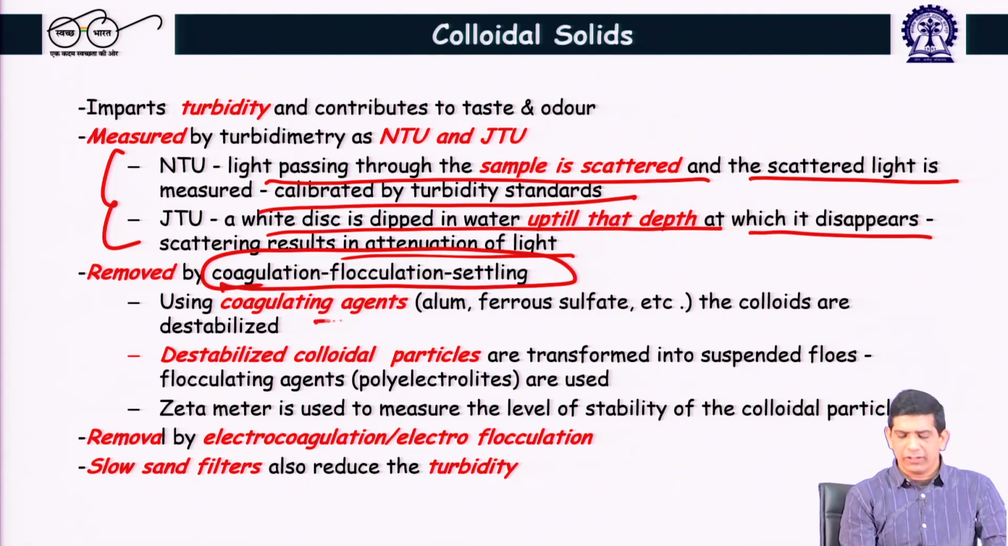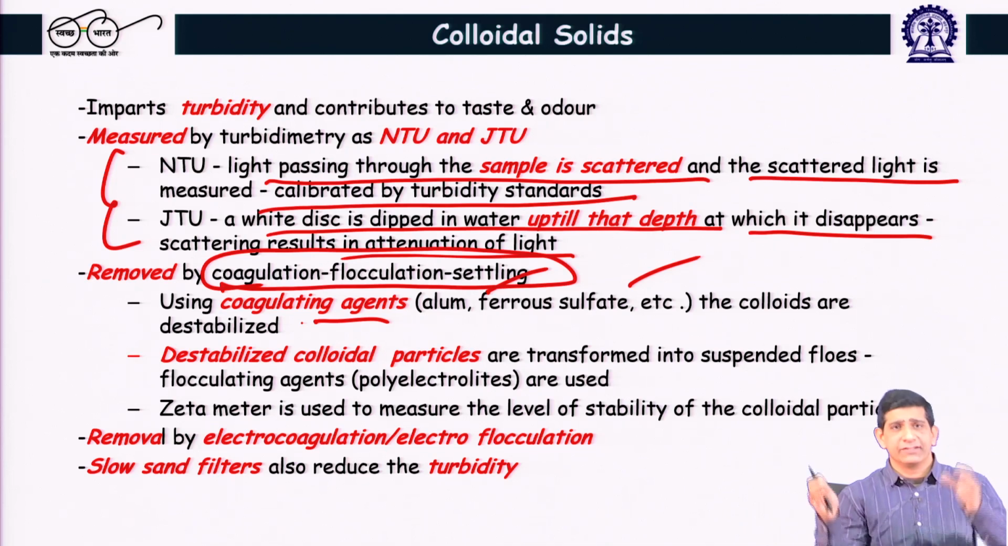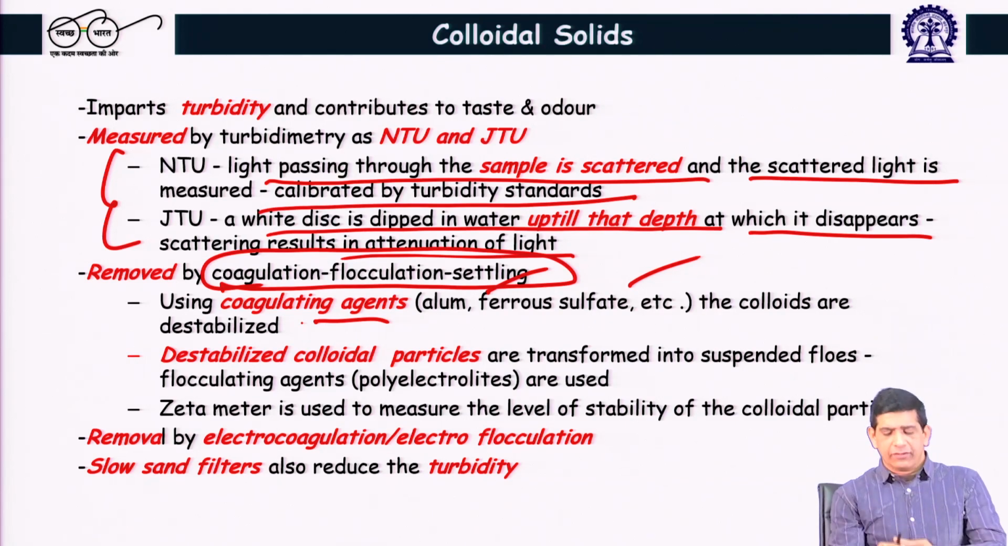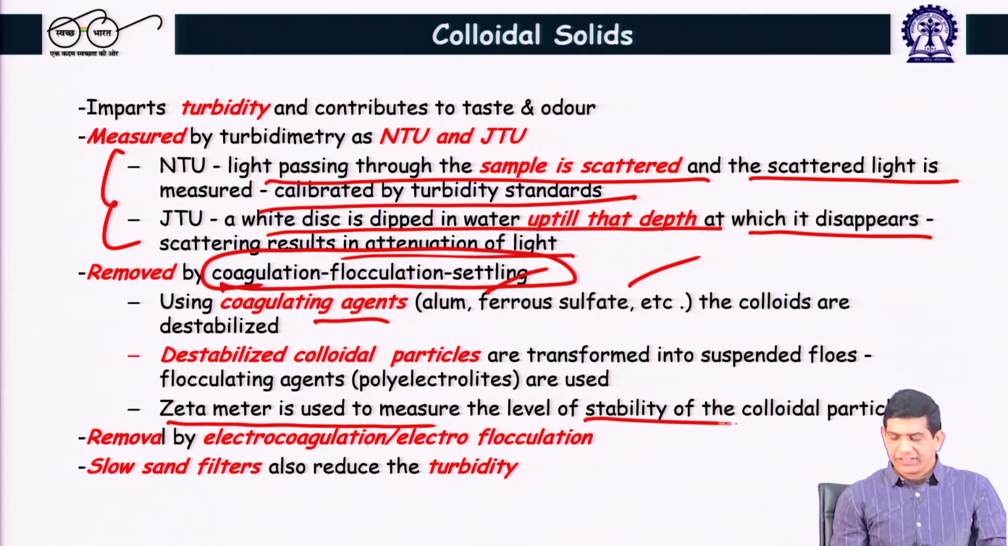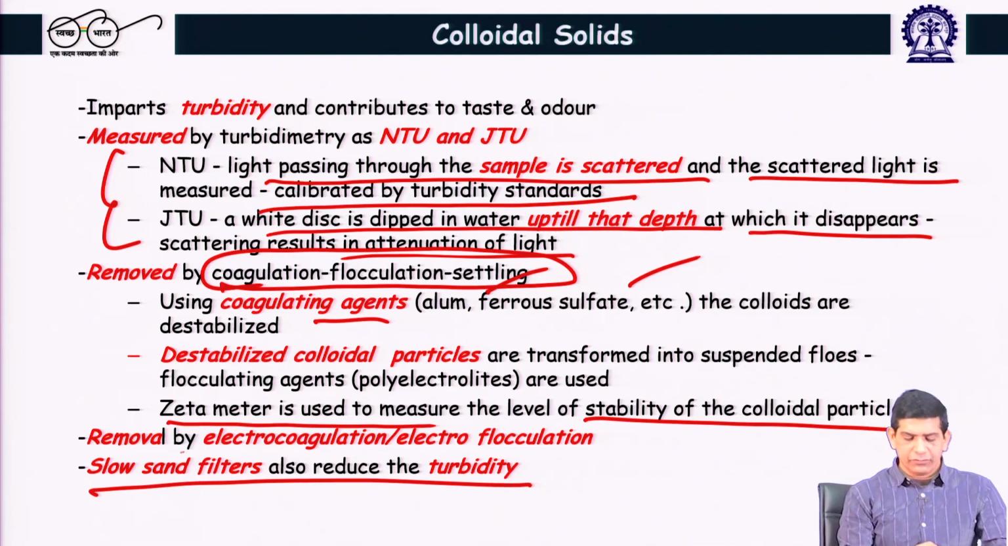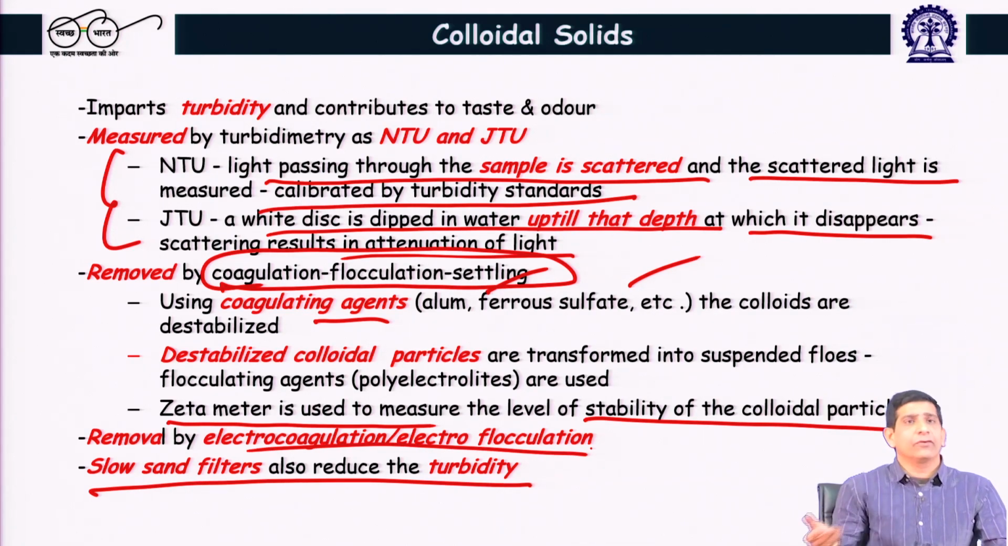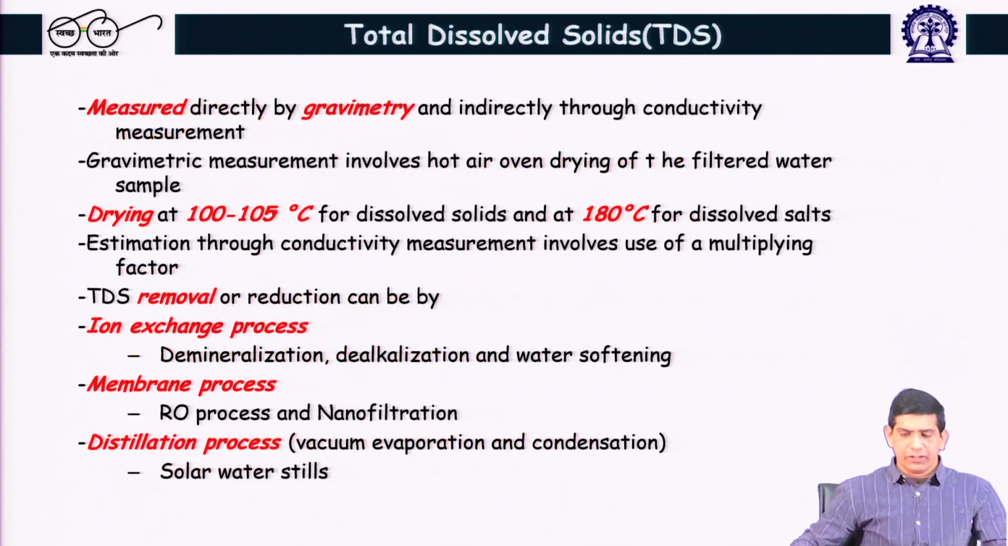You can use some coagulant agent like alum or ferrous sulfate, and you make those colloids get together, and then let it come down. And then a zeta meter is used to measure the level of stability of the colloid particle. Zeta potential is also used for suspended nanoparticles and other things too. You can use slow sand filter, or electrocoagulation, electroflocculation. So, those things are done as well.